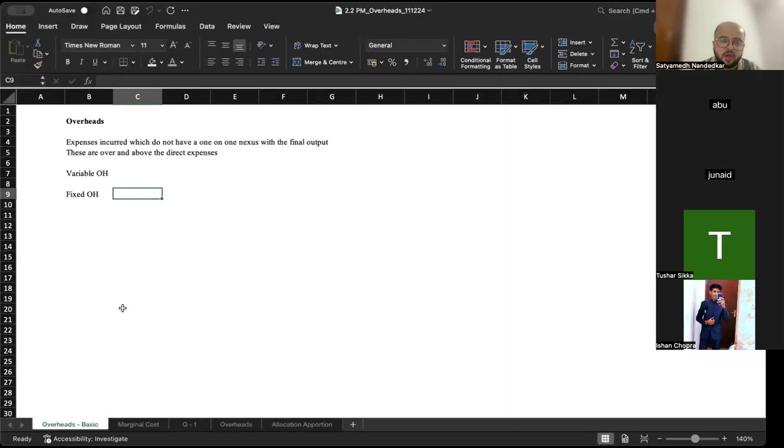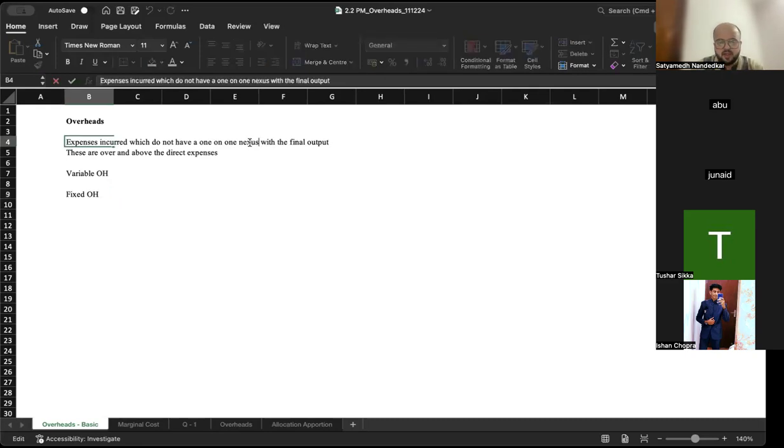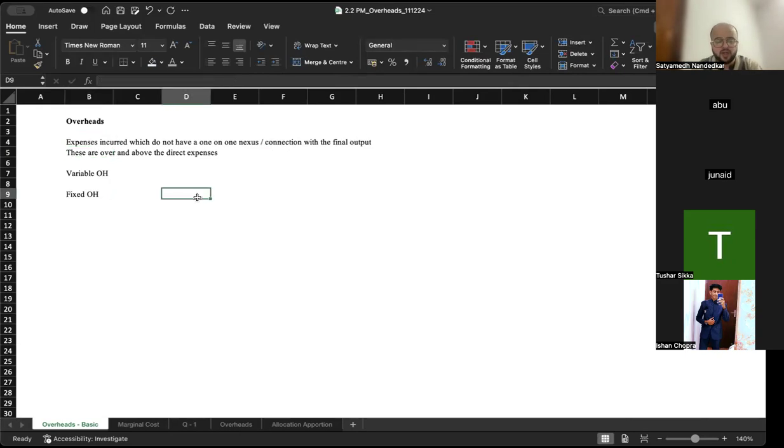Expenses incurred which do not have a one-on-one connection with the final output. These are over and above the direct expenses. Now, fixed overheads, for example, we could think of rent, or the security guard salary. The security guard is guarding your premises.